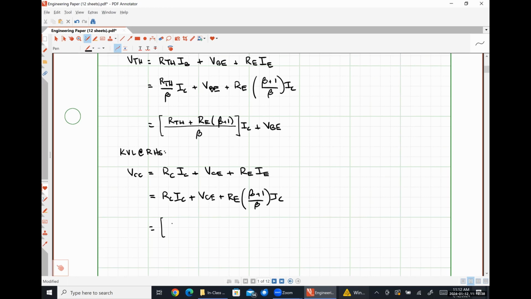And then just grouping things together, let's look at this as RC times beta plus RE times beta plus 1, all divided by beta, times IC plus VCE here. So now we have our two equation, two unknown system that we can solve in the case of an early effect.